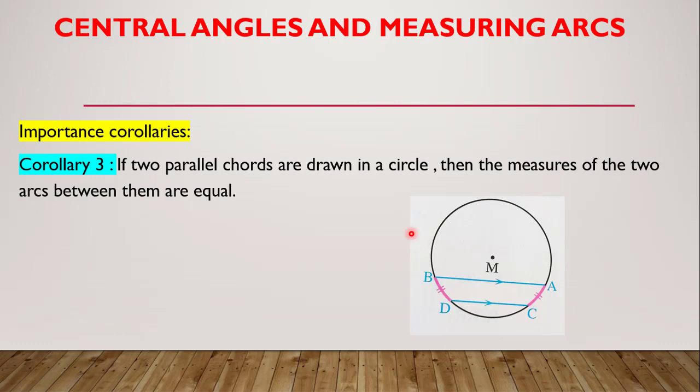If we have two parallel chords drawn in the circle, like here the chord AB and the chord CD, then the measures of the two arcs between them are equal. So the arc AC will be equal in measure to the arc BD, and also the length of AC will be equal to the length of BD, because they are two parallel arcs.